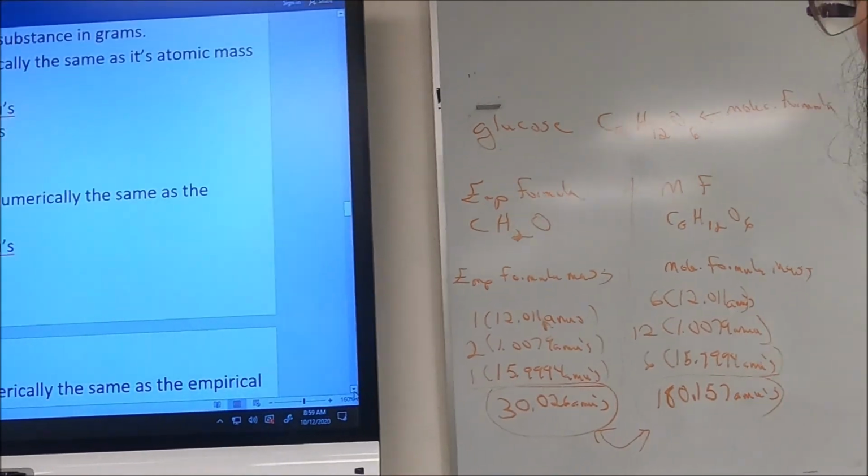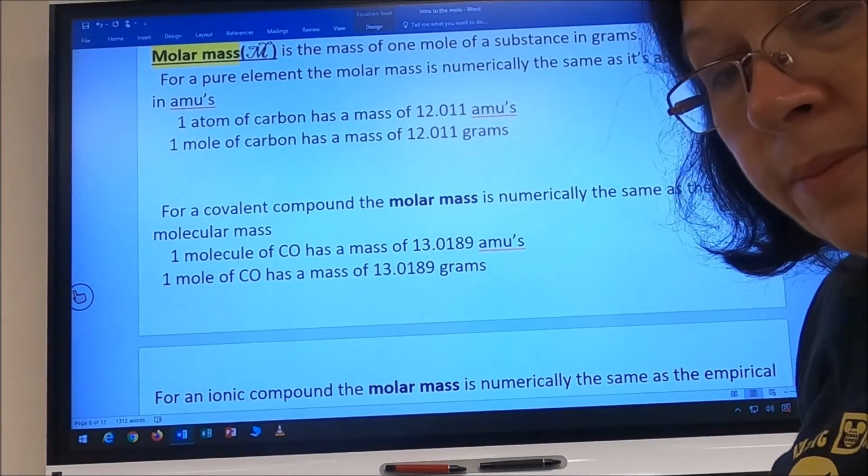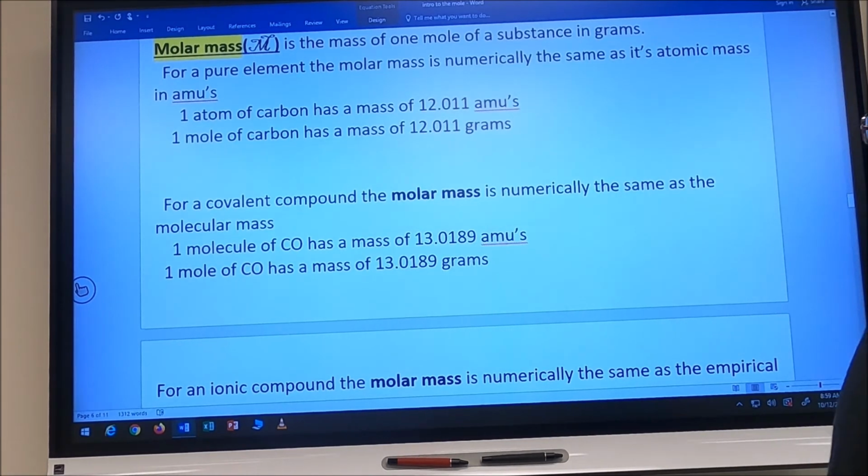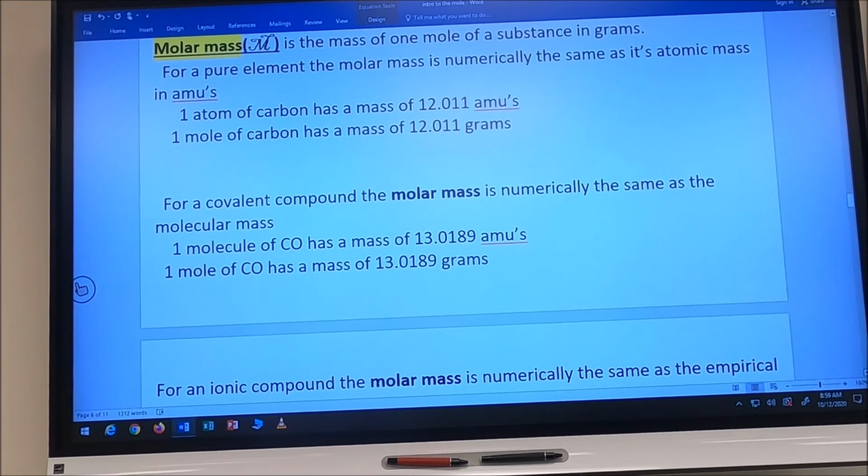Now, let's throw another new term in here, and that's molar mass. Notice it gets the pretty cursive-y, curly-Q-y type M as its symbol. It's the mass of 1 mole of a substance in grams. For a pure element, the molar mass is numerically the same as its atomic mass. We've already talked about that. So 1 atom of carbon has a mass of 12 AMUs. 1 mole of carbon has a mass of 12.011 grams.